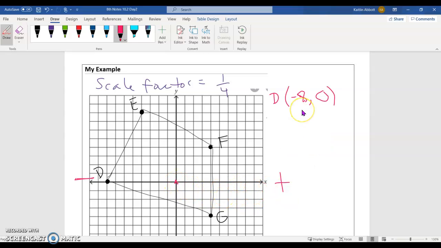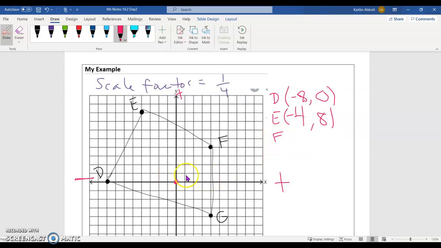Okay, then I'm going to go to E. So to go to E, start at 0, 0, and we're going to go 1, 2, 3, 4, so negative 4. Negative 4, and I'm going to go up 1, 2, 3, 4, 5, 6, 7, 8. So going up is in the positive direction, so that's going to be 8.